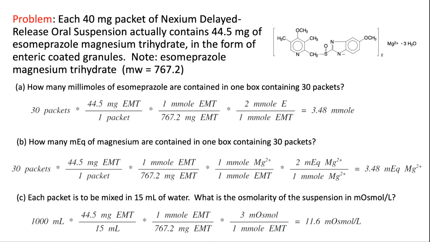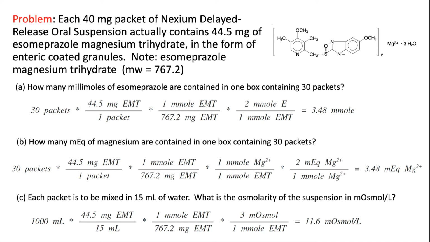Let's multiply it by the contents of one packet, that is 44.5 milligrams of esomeprazole magnesium trihydrate, or EMT, and we said to put that into 15 mils. That packet is going to be dispersed or dissolved in 15 milliliters. We do it that way so that milliliters cancel, and when I multiply the 1,000 times that ratio, I would just then have milligrams of EMT. Convert that to millimoles by multiplying by 1 millimole of EMT over 767.2 milligrams. Milligrams cancel, and I'm back into millimoles of EMT.